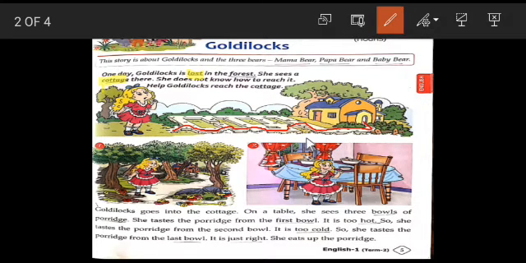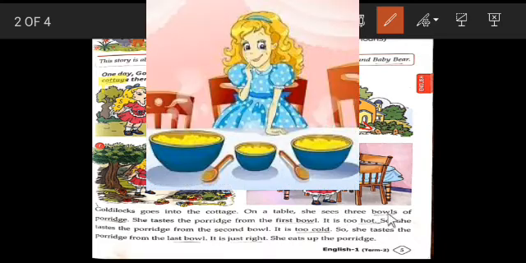Dear students, let me explain the story. Goldilocks goes into the cottage. On a table, she sees three bowls of porridge. She tastes the porridge from the first bowl. It is too hot. So she tastes the porridge from the second bowl. It is too cold. So she tastes the porridge from the last bowl. It is just right. She eats up the porridge.